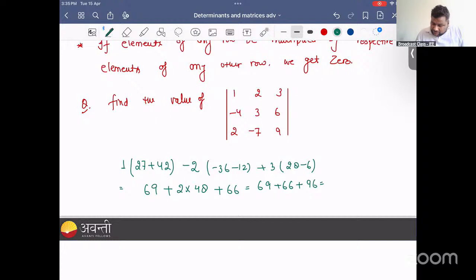Correct? So 6 and 6, 12, 12 plus 9, 21. 6, 6, 6, 18 plus 3, 21. 6 and 6, 12, 12 and 9, 21, 2 carry, 6 and 6, 12, 12 plus 9, 21, 2 carry, 2 and 3, 23. Answer is 231. See how simple it is. Yes, sir. Tell me.